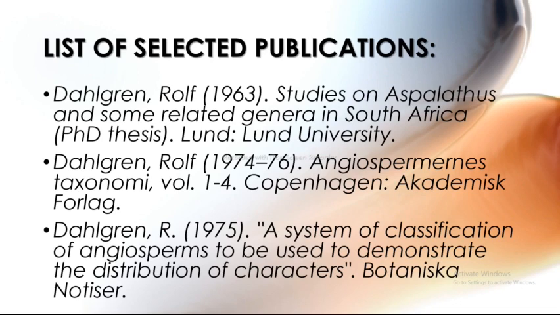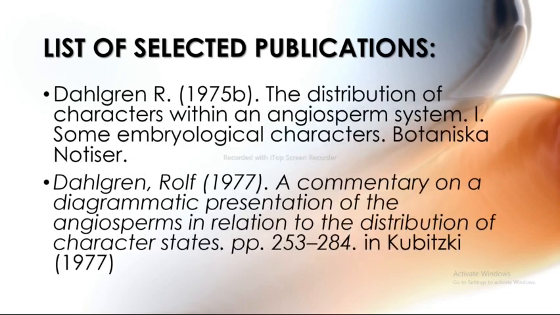Akademisk Forlag. And the next is the Dahlgren R 1975, a system of classification of Angiosperms to be used to demonstrate the distribution of characters. Botanistica Noticia. Next is the Dahlgren R 1975b, the distribution of characters within an Angiosperm system 1, some embryological characters, Botanistica Noticia.